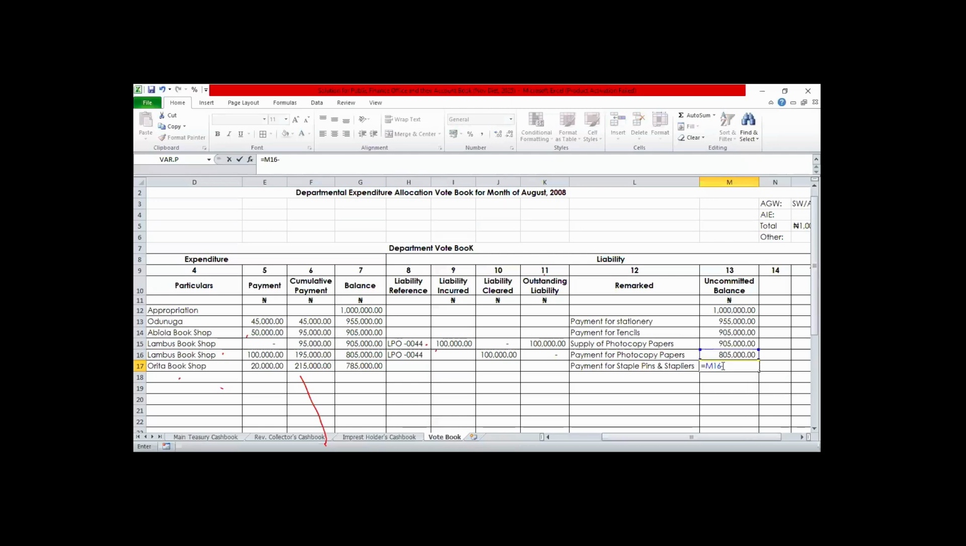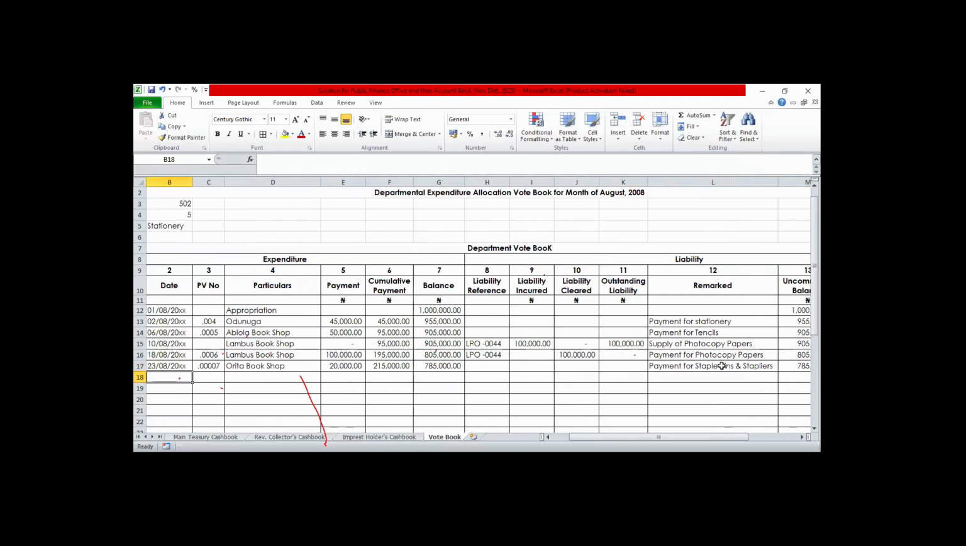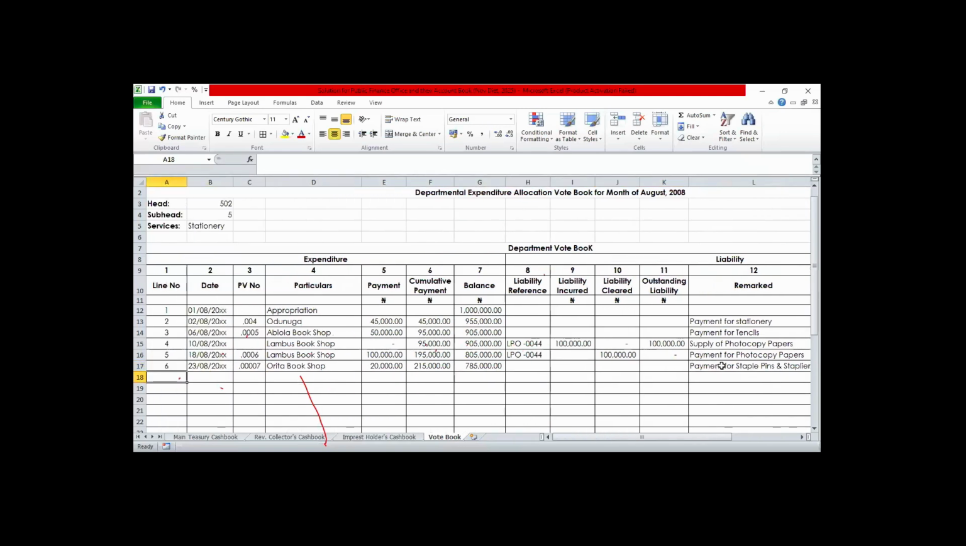805 minus the payment we did. 70. That's all our committed balance. What was the next one? 26/8, 2608, 20XX. PV 0007 for 120 was raised for payment for typing sheets to CSS Bookshop.